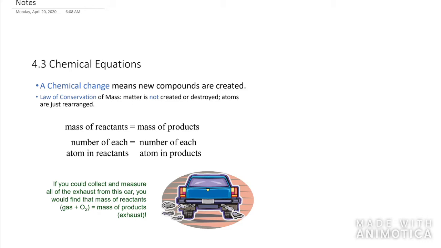The law of conservation of mass is something you looked at in grade 8. And it means that mass is not created or destroyed. Atoms are just rearranged, which means the elements you start with are the elements you finish with. It also means that the mass of the reactants is the same as the mass of the products. And remember, reactants are what you start with, products are what you end with. This also means that the number of each atom in the reactants has to be the same as the number of each atom in the products, because what you start with, you finish with.